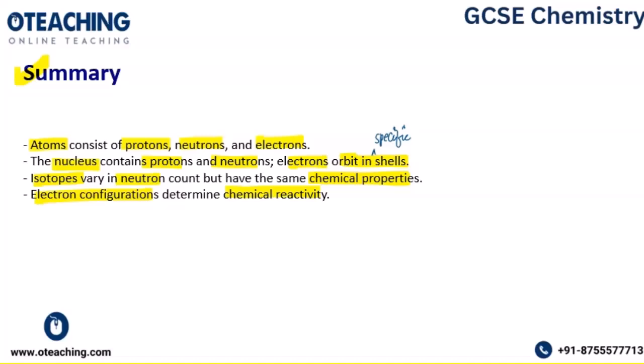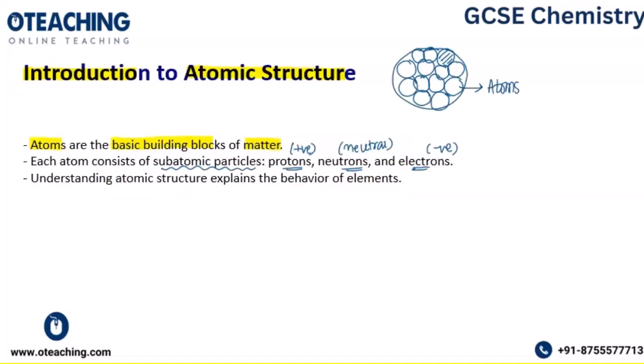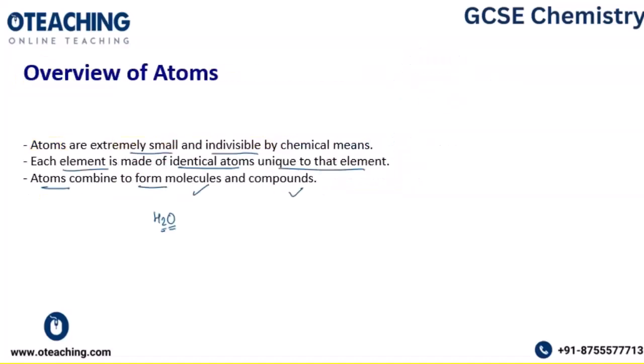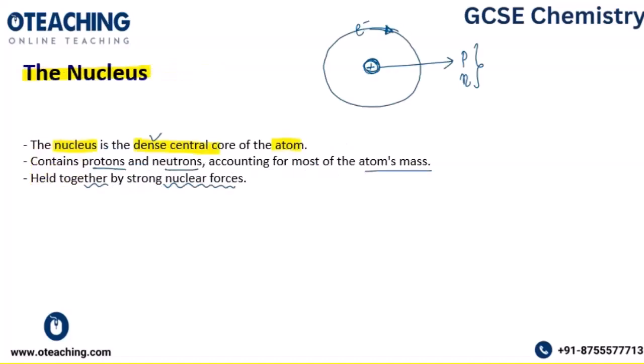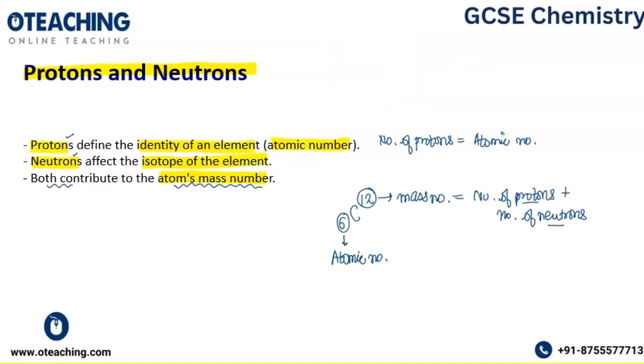So, what all did we study in this lecture? First, we studied atoms, and then subatomic particles, which include protons, neutrons, and electrons. After that, we studied the nucleus, which is the central core of the atom. Then protons and neutrons. Protons are positively charged, neutrons are neutral. Protons determine the atomic number and neutrons affect the isotope of the element. Both contribute to the atom's mass number. Why? Because mass number is the number of protons plus the number of neutrons.